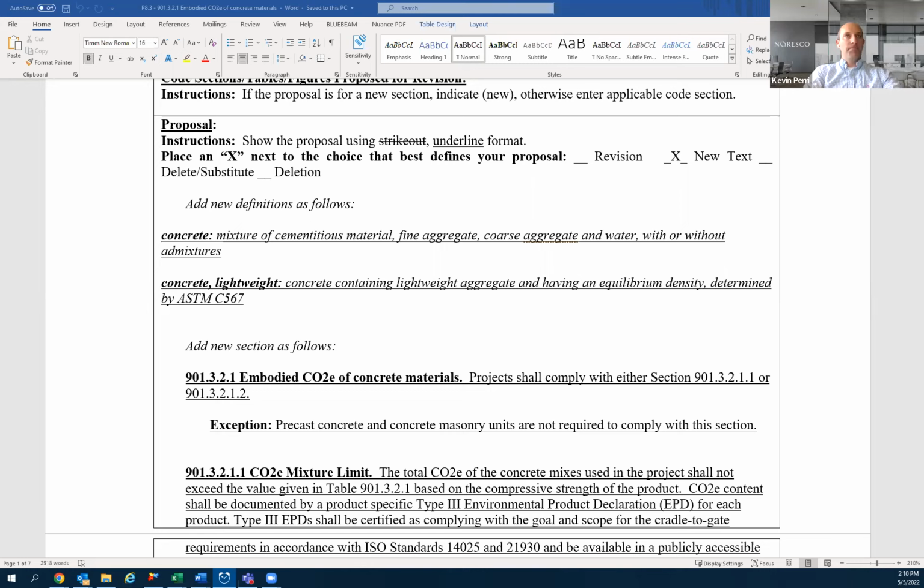Christy, go ahead. Yeah, so I'm curious if you could talk a little bit more about potential costs. The proposal indicates that there would not be added construction or design costs. And I'm just interested to know a little bit more about what's behind that conclusion that there would not be additional costs associated with this.